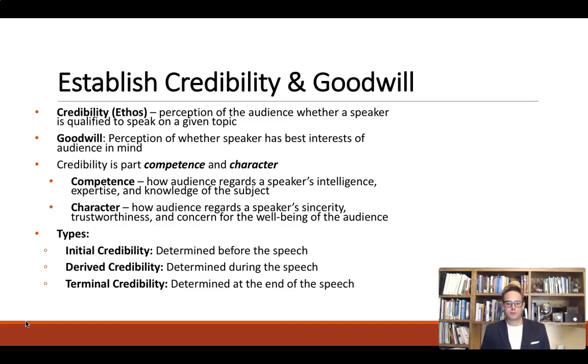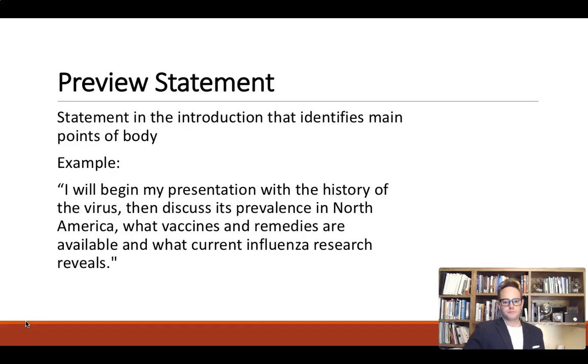And then terminal credibility is determined at the end of our speech. So after our speech is done, do they walk away thinking, wow, yes, I can trust this person? Or did they walk away saying, wow, I cannot trust this person, or that content wasn't accurate, or the delivery wasn't good? So again, these are the initial, derived, and terminal credibility.